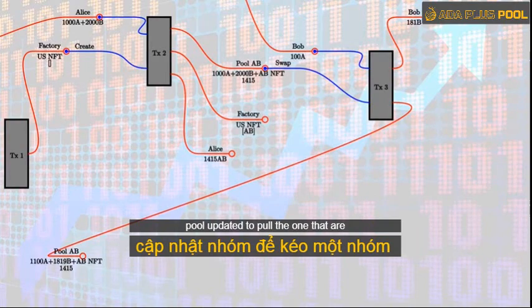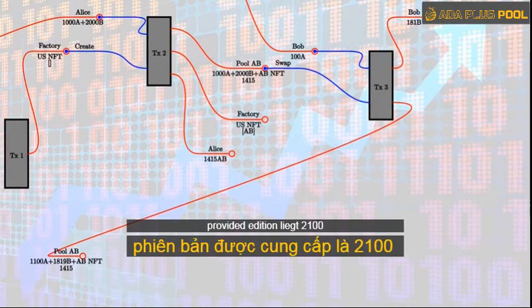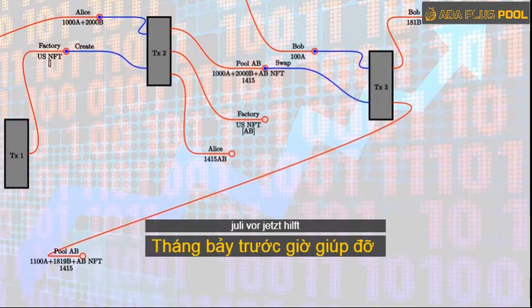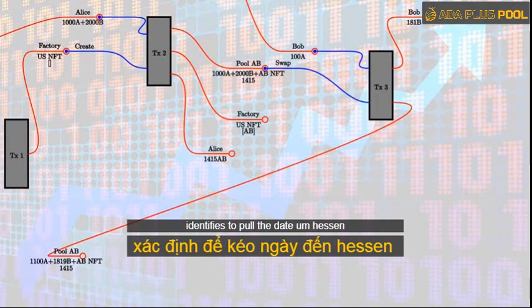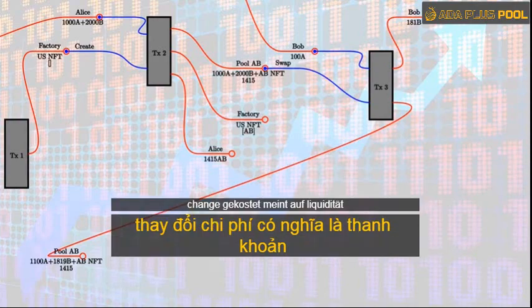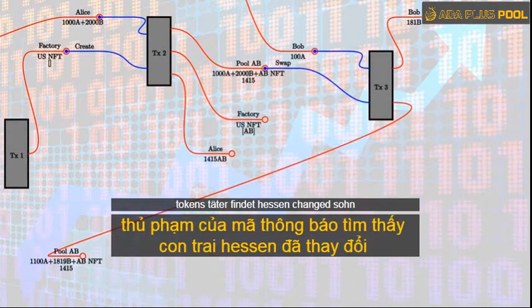So the pool now has the 100A that Bob provided additionally. So now it's 1100A, and it has 181B fewer than before. It still, of course, has the NFT that identifies the pool, and the datum hasn't changed because the amount of liquidity tokens that have been minted hasn't changed.